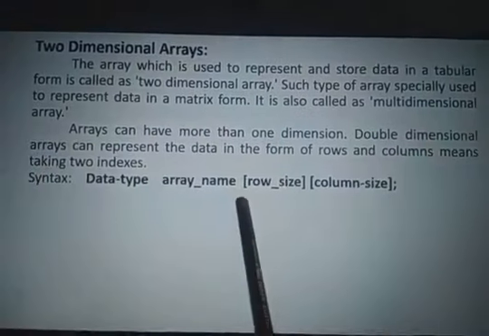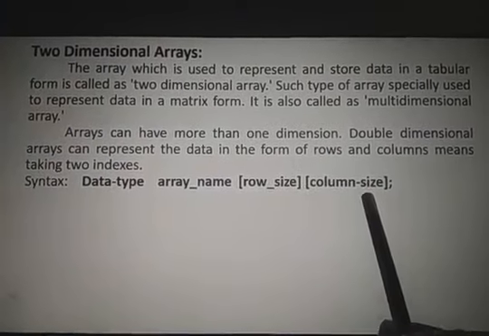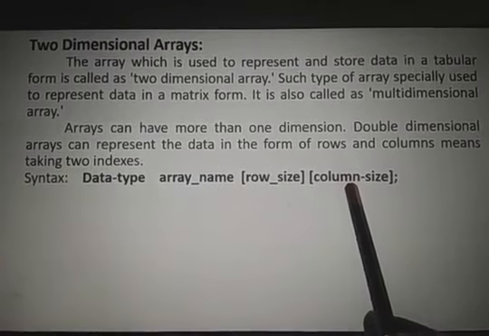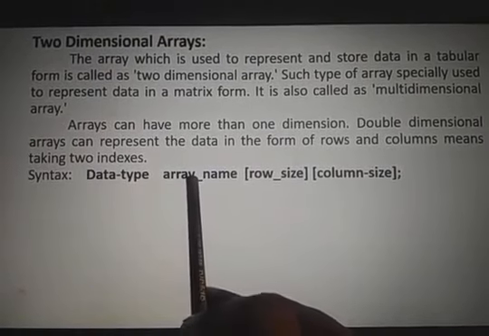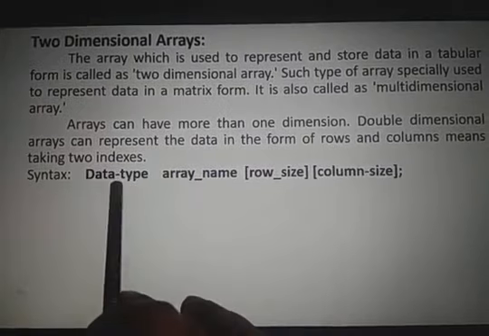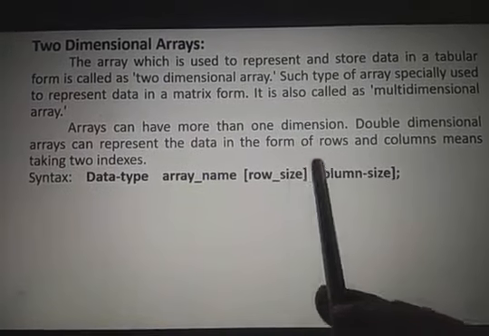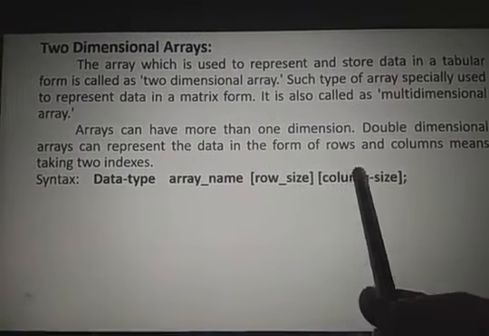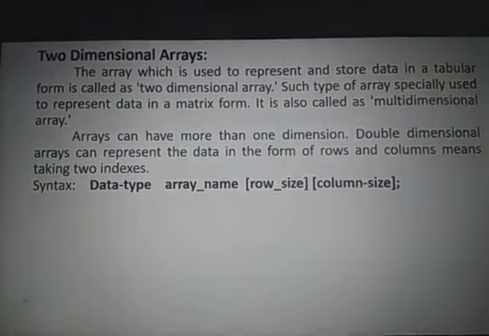A two-dimensional array has two pairs of square brackets: row size 1, size 2. The array name is the same, the data type is also the same, the syntax is the same. Only one size is extra, adding rows and columns. The data is represented in rows and columns. It is called a matrix form.